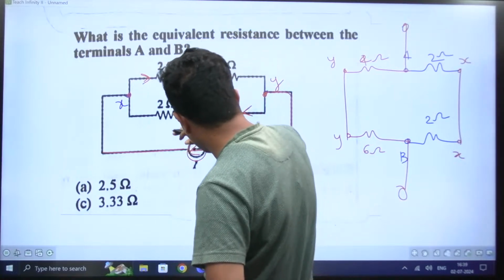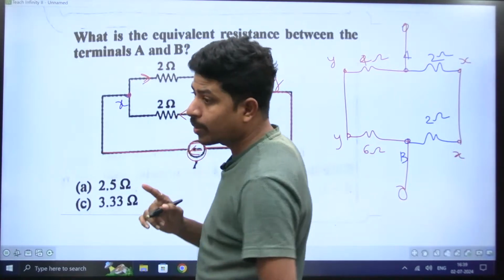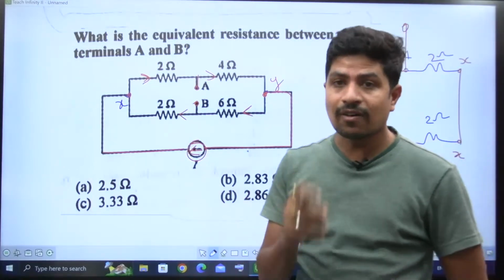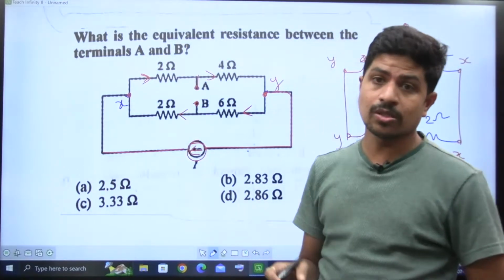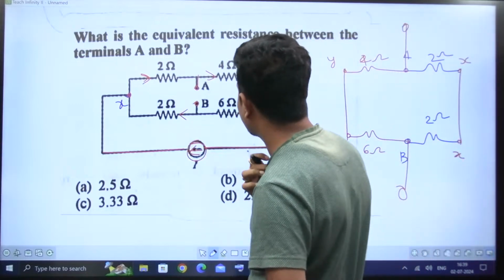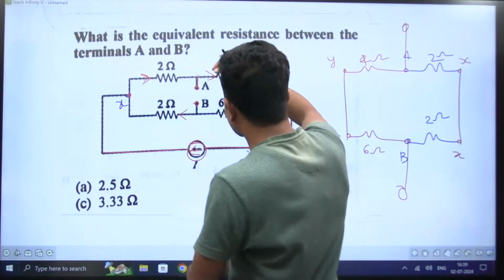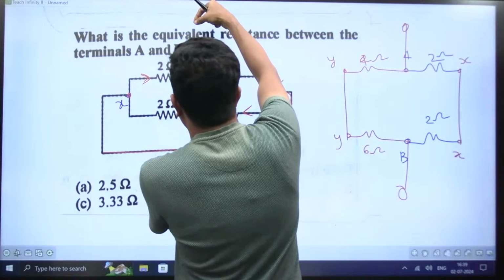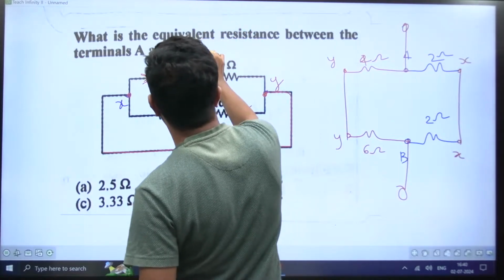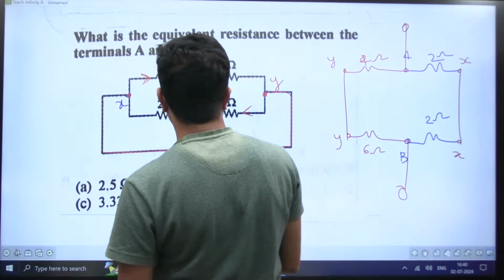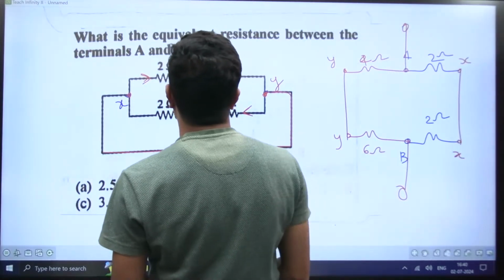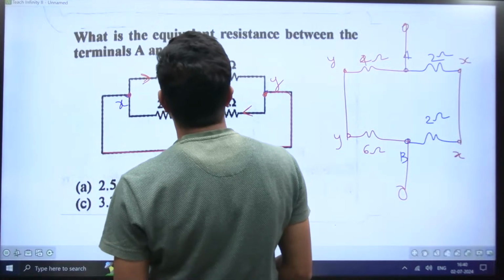In fact, frankly speaking, all resistances are connected in series. Why? Because I'm talking about after disconnecting the current source I. When you are finding equivalent resistances, the voltage source must be short circuited and the current source must be open circuited. I'm stretching the terminals of A this way, B this way, and let's not consider this one.